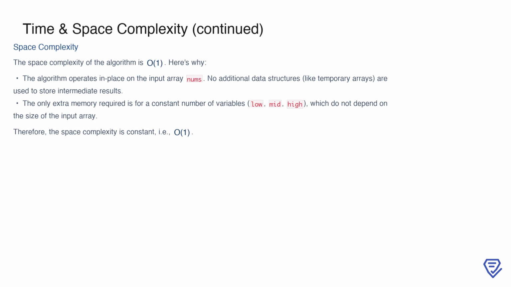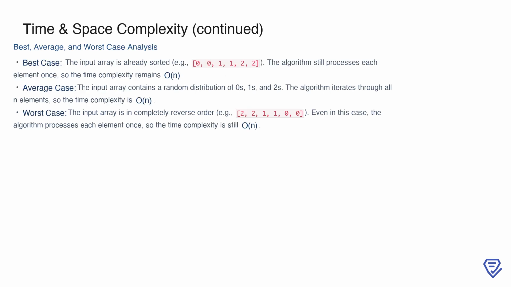Since the memory usage remains constant regardless of the input size, the space complexity is considered optimal at O(1). The algorithm maintains a consistent time complexity of O(n) across all scenarios, including the best, average, and worst cases. In the best case, the input array is already sorted, such as 0, 0, 1, 1, 2, 2, but the algorithm still processes each element once.